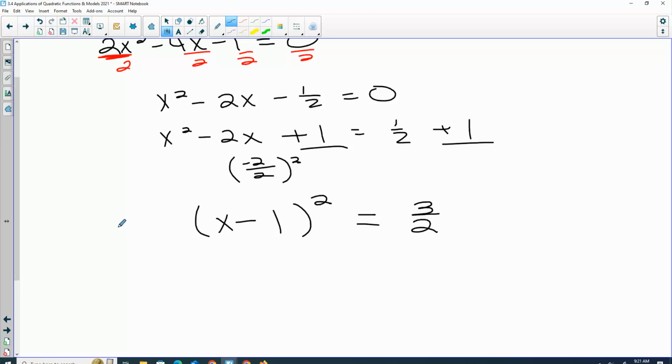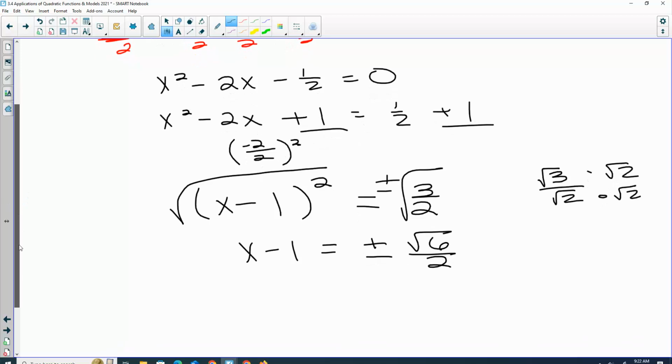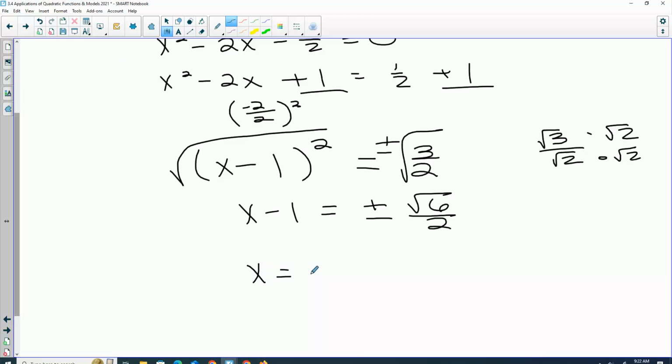Is everyone with me so far? Then square root with that plus and minus, x minus 1 equals plus or minus the square root of 3 over the square root of 2. Can't leave a radical on the bottom, so if you multiply that by radical 2, you get the square root of 6 over 2. So final step, add over your 1, so that's 1 plus or minus radical 6 over 2.